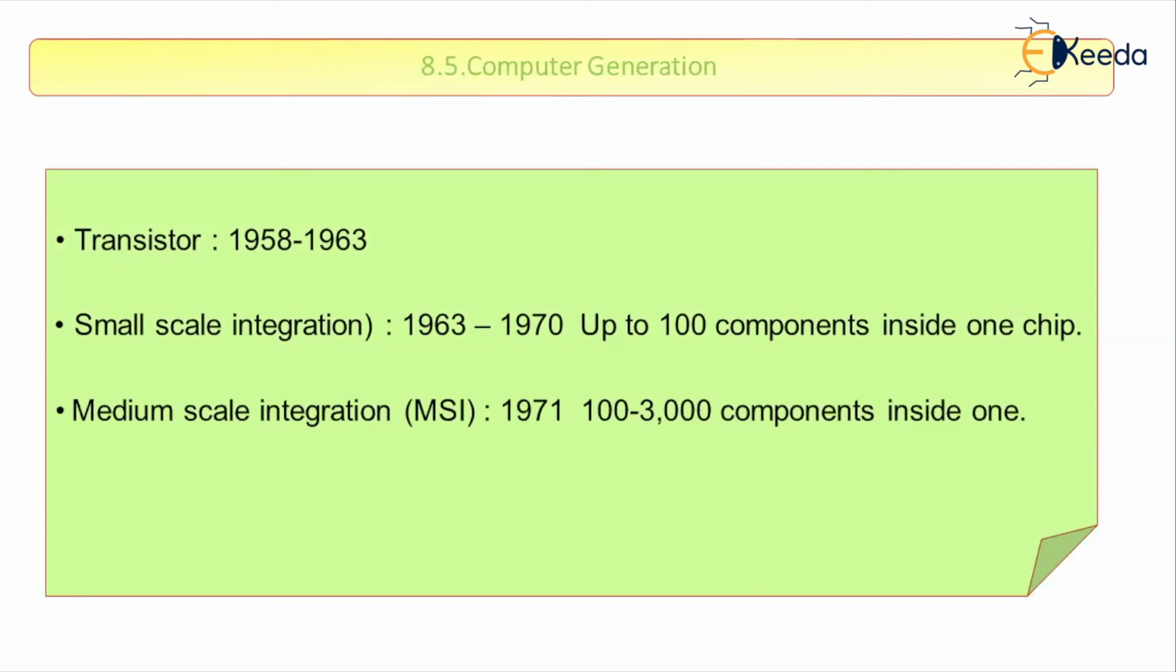When it came to medium scale, from small scale it was 100. Medium scale integration, MSI, was the evolution which took place in the year 1971. The components used in MSI started from 100 and went up to 3000. Small scale is 100, MSI goes up to 3000, and above that, up to 10,000, it becomes a VLSI with a processor embedded in it. This is how small scale integration, medium scale integration, and very large scale integration came into the picture.